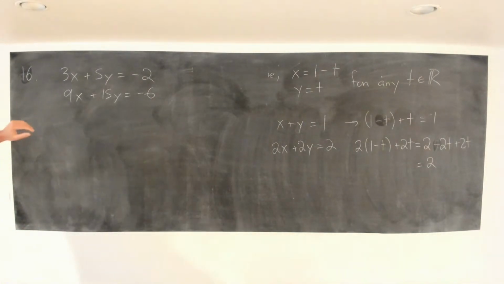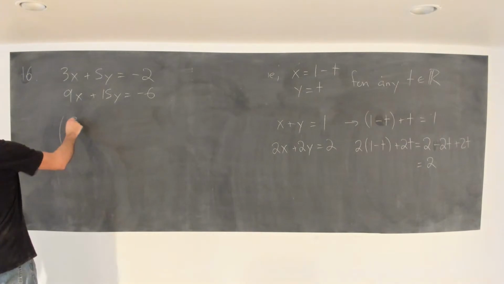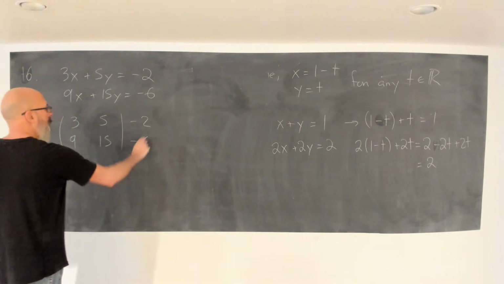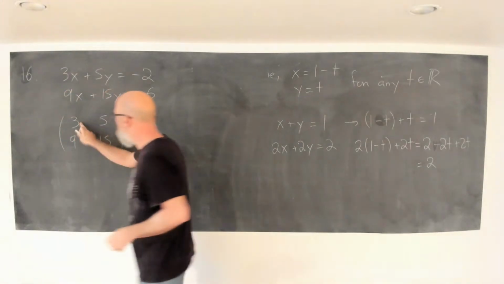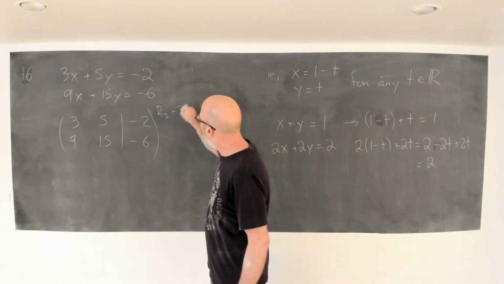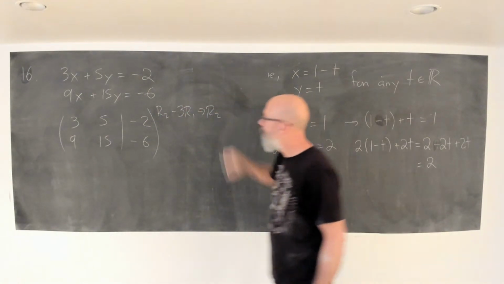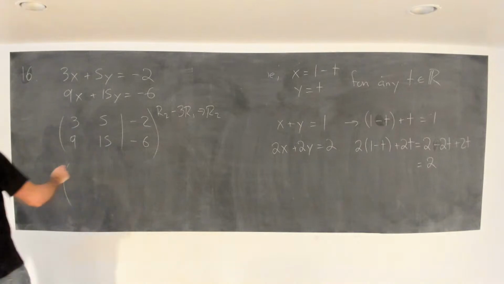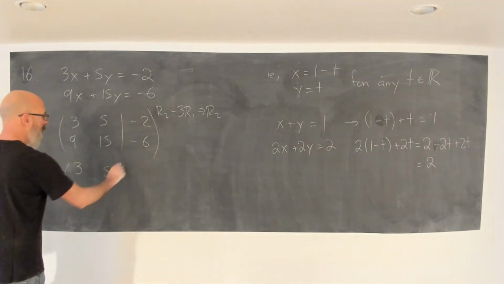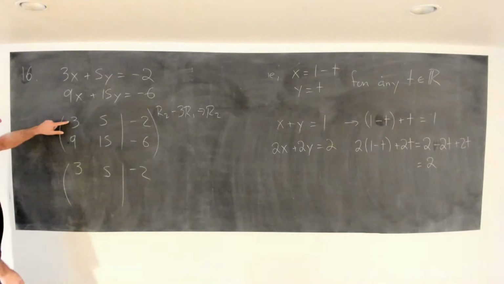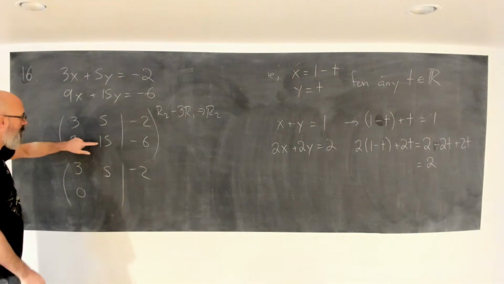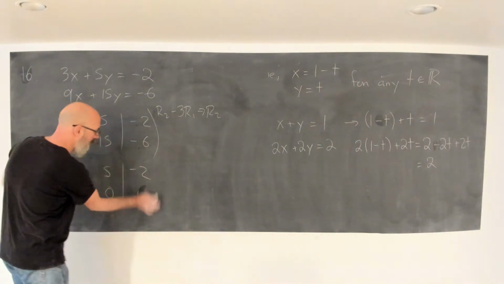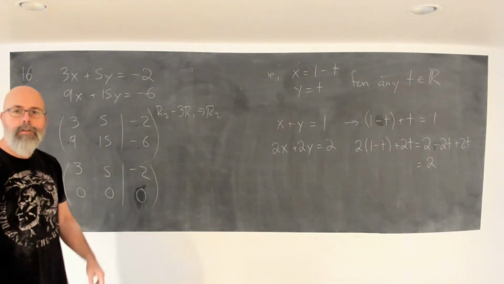We had set up our matrix 3, 5, minus 2, 9, 15, minus 6, and we had used that 3 to get rid of the 9. Row 2 minus 3 row 1 for row 2. So first row remains unchanged. Second row, 9 minus 3 times 3. 9 minus 9 is 0. 15 minus 15 is 0. Minus 6 plus 6 is 0.